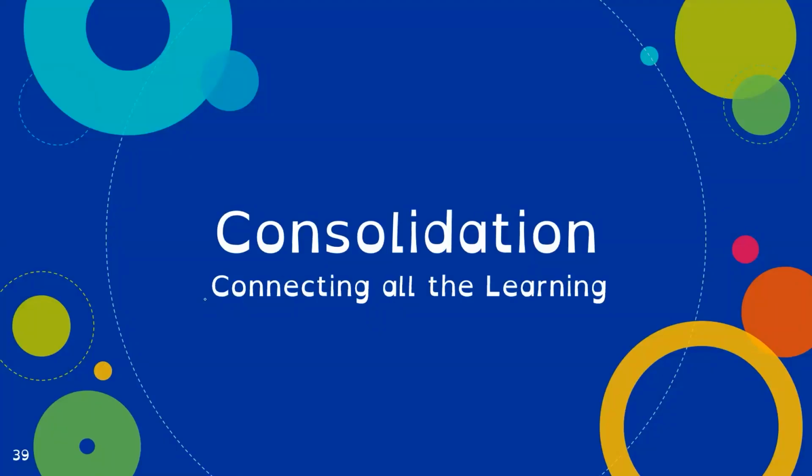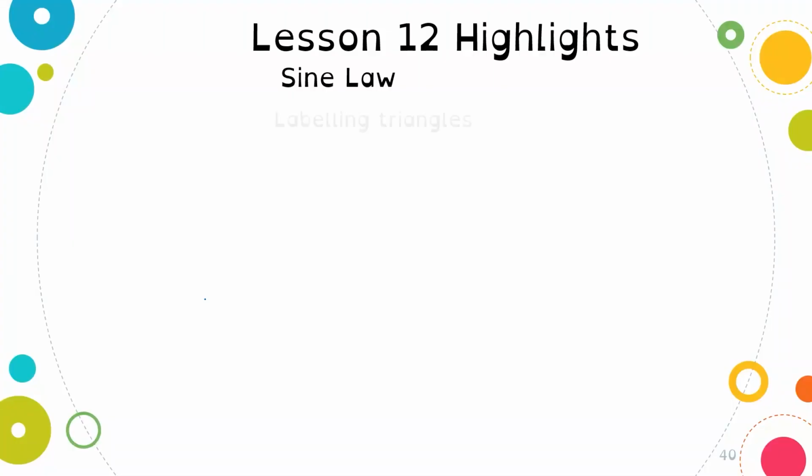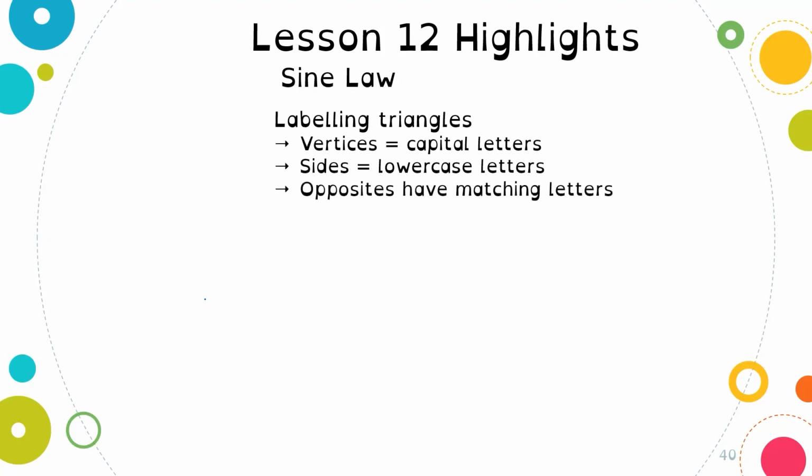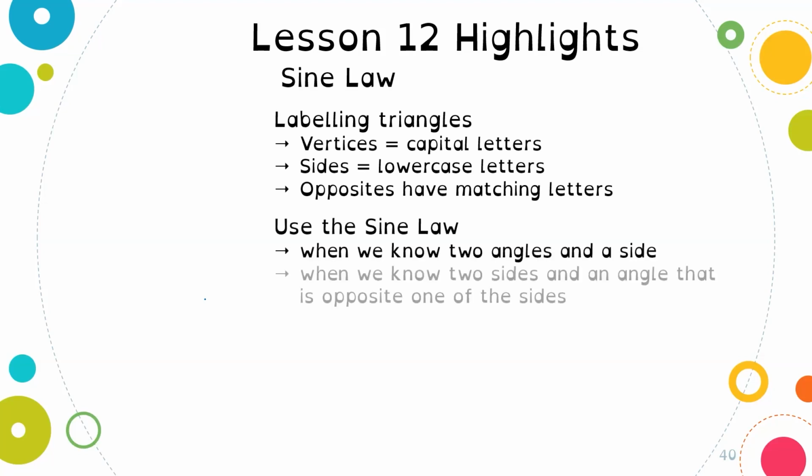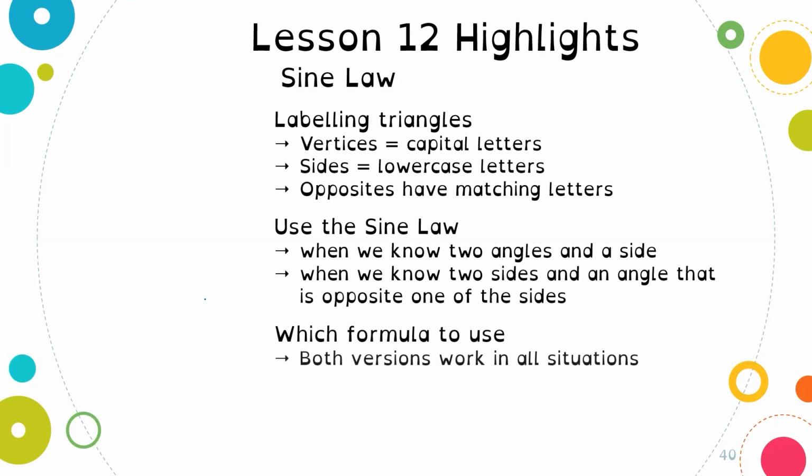All right, so let's consolidate what we've learned today quickly. Today in lesson 12, the sine law. Labeling our triangles is super important. We've seen the vertices are capital letters, the sides are lowercase letters, and opposites match each other. Use the sine law only when you either know two angles and a side, or when you know two sides and an angle that is opposite one of the sides. Both versions of the formula work in all situations.